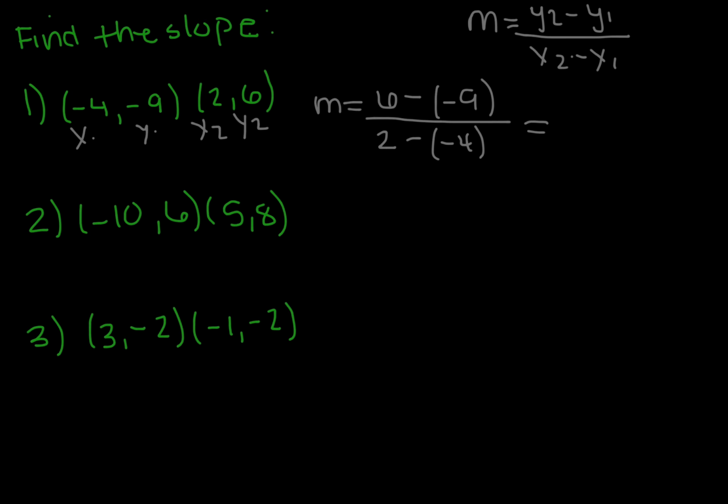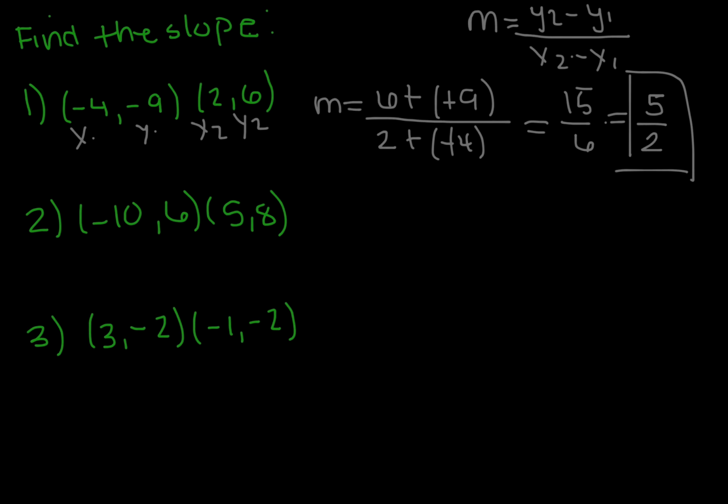So 6 minus a -9 is going to be positive, positive. 6 plus 9 is 15. 2 minus a -4 is going to be positive, positive. 2 plus 4 is 6. Now we can simplify 15 over 6 by dividing by 3. So 15 divided by 3 is 5, and 6 divided by 3 is 2. So 5 over 2 is the slope for our first problem.